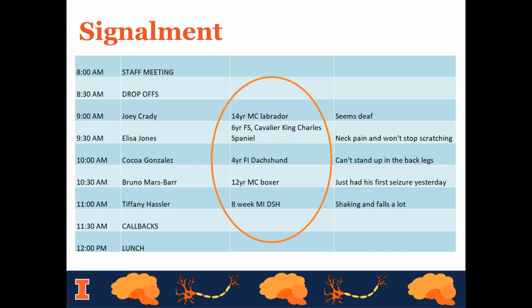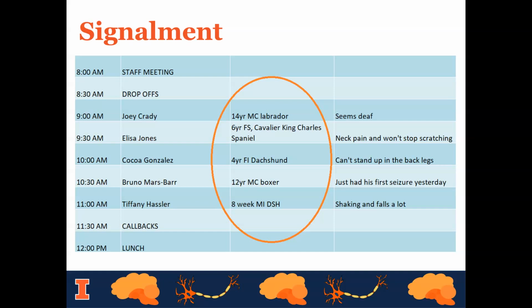If you're looking at the schedule, you look at Eliza, for example, you see that she's a Cavalier King Charles Spaniel, and she's coming to you for neck pain, and she won't stop scratching. You can already start having some guesses that maybe this Cavalier has caudal occipital malformation syndrome, because that's a very common neurologic condition in that breed that can cause exactly these signs.